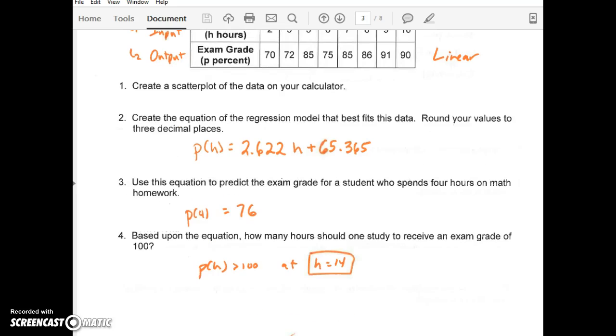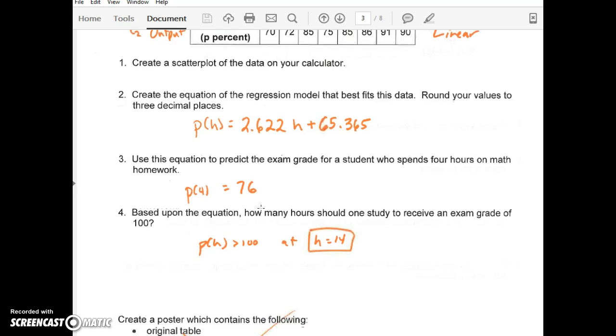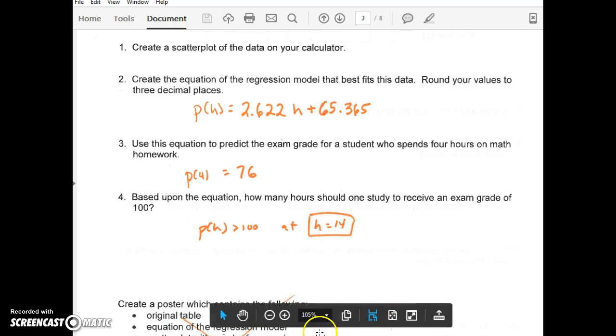So I chose the linear model, and I got 76 for my output. And those that chose the exponential got the same thing. The only difference we had was in question number 4, based on this, how many hours would you need to spend to get this exam grade. I got 14 with my linear model. Those with exponential got 13, which is not a hugely significant difference.